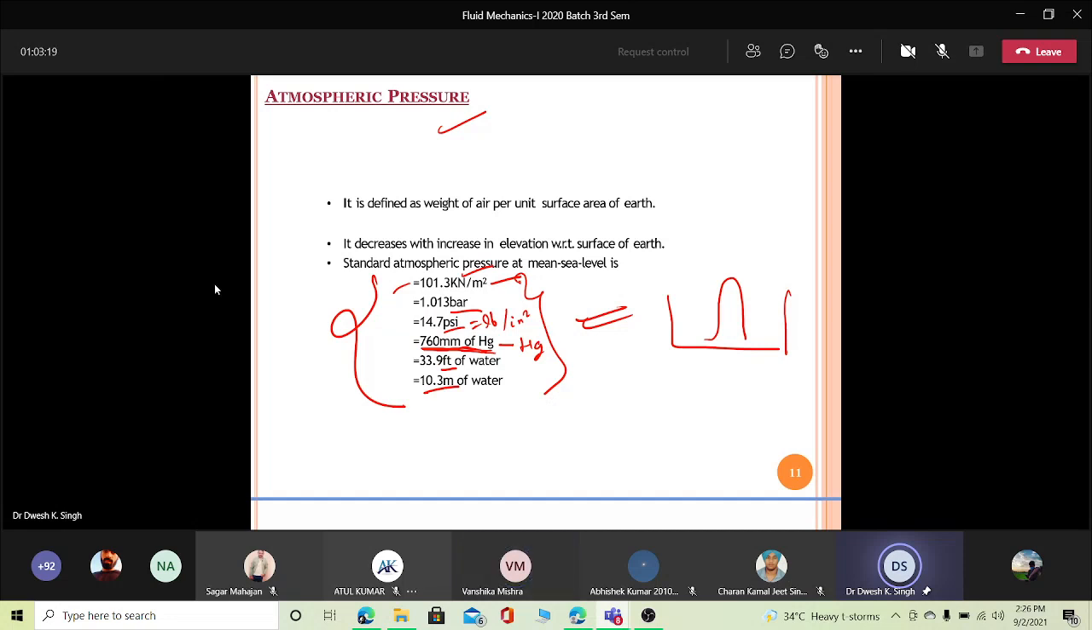What is PSI? I told you, pound force per square inch. I discussed this in the very first class of fluid mechanics, the pound system. LB means pound force. There is a relation that I have already discussed in the first class.